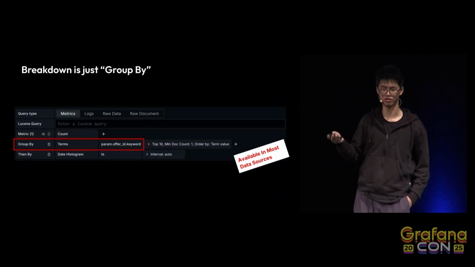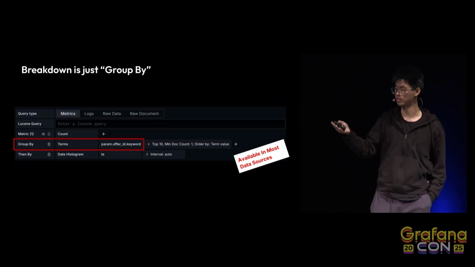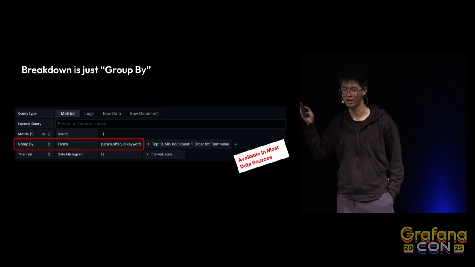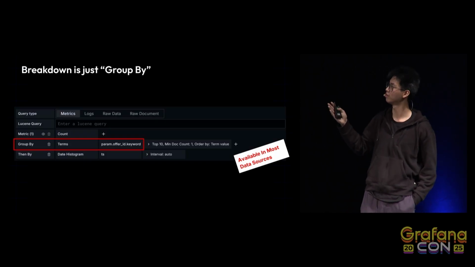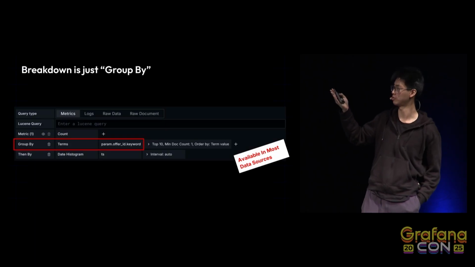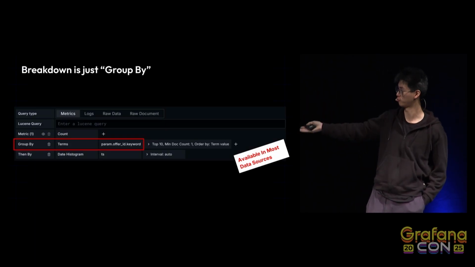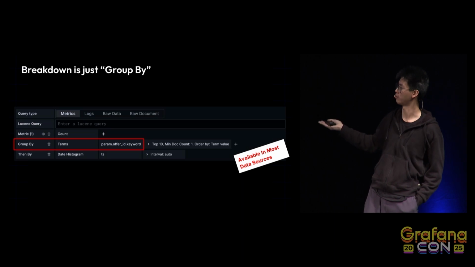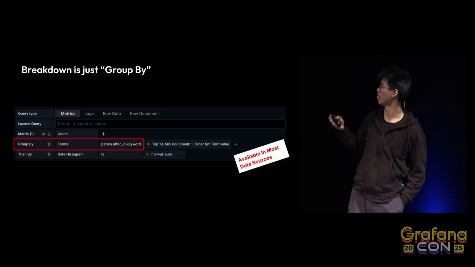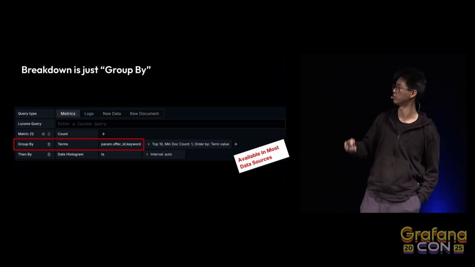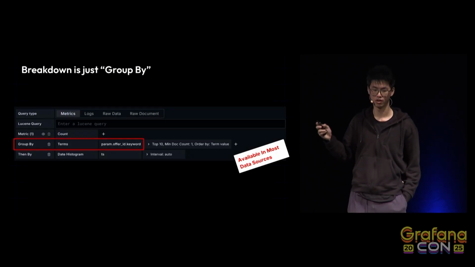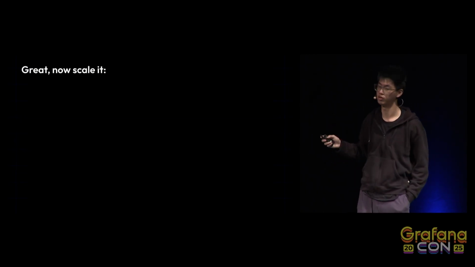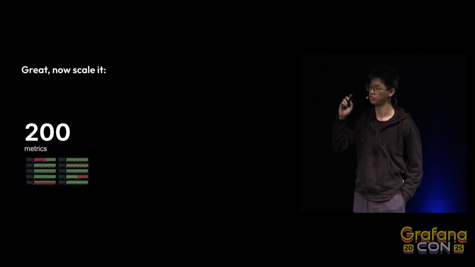So breakdowns are not magic. You've seen similar things through Loki drill down, but you can achieve similar stuff just by using the group by. It's not a transformation, it's a query. So I think this is available in most data sources. You can build your own. Breakdowns are super useful, except that they don't scale.